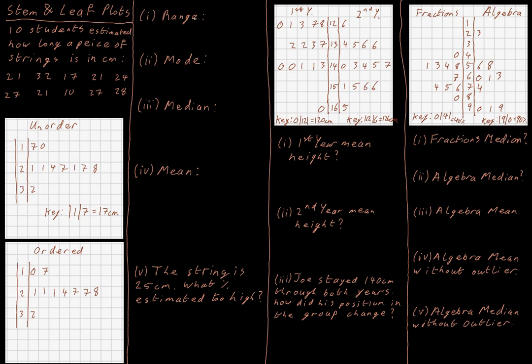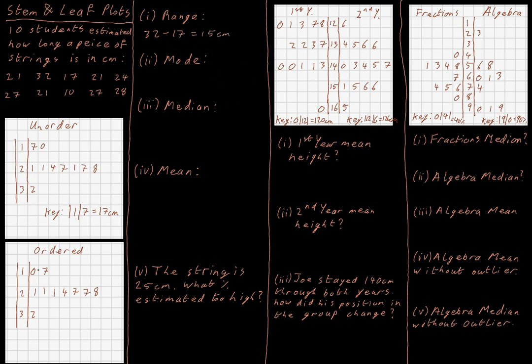What's the range of our data set? Well, this is very easy. When we have our ordered stem and leaf, we know 32 is our biggest, 10 is our smallest. So the range is the highest minus the lowest. So highest minus lowest is going to be 32 minus 10. So our range is 22 centimeters.